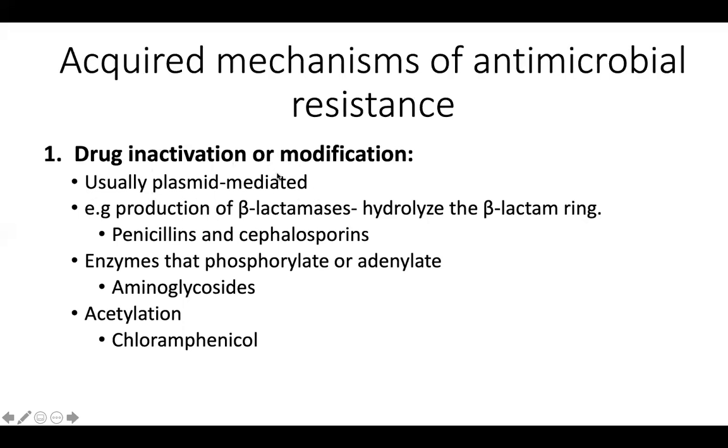Remember, we said that they cleave the beta-lactam ring. So we've already talked about production of beta-lactamases. These act against penicillins and cephalosporins. There are also enzymes that phosphorylate or adenylate, for example, the aminoglycosides. And there can also be addition of an acetyl group, which means that the drug molecule is then inactive. This is common against chloramphenicol.